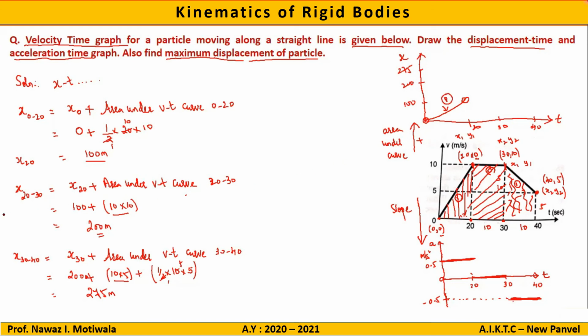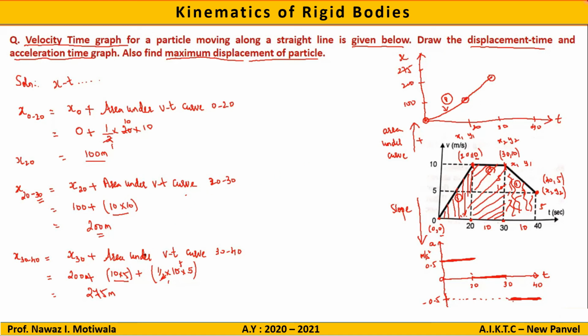Next part. At t equal to 20, as we already saw, the displacement was 100, and at 30th second the displacement was 200. So at 30th second, displacement is 200, so I will make a point here. Now I want to join these 2 points. How to join? Again by the same concept. The degree of the line in the VT curve is 0. So if it is 0 here, it should be 1 here in the XT diagram. So I will join this by a 1 degree curve, that is an inclined line.